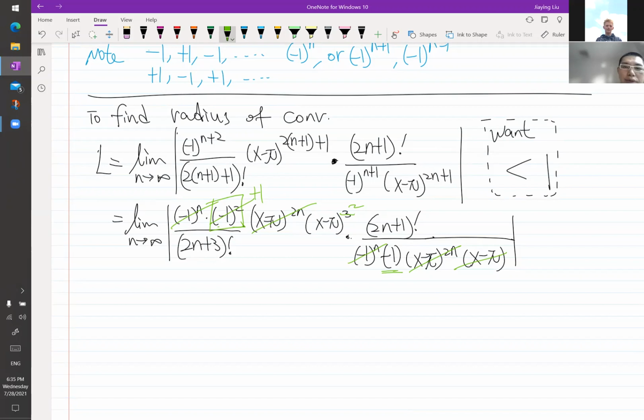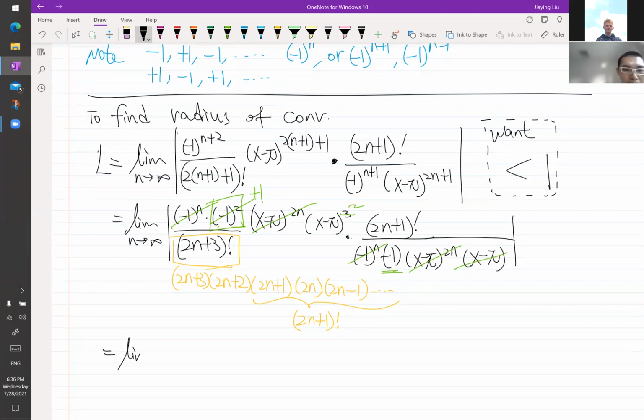And then we also have the factorial. To simplify further, I'm going to rewrite this factorial, (2n plus 3) factorial, as (2n plus 3) times (2n plus 2) times (2n plus 1) times 2n times (2n minus 1), and so on. As you expand this one, you can notice that this expression from 2n plus 1 to the end is equivalent to (2n plus 1) factorial.